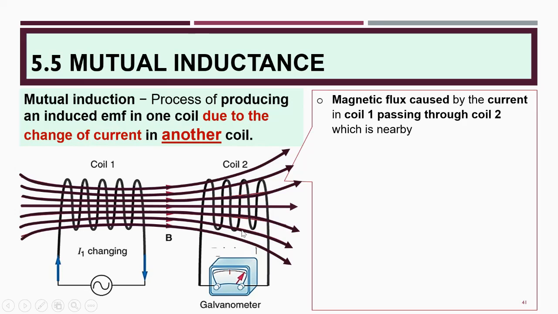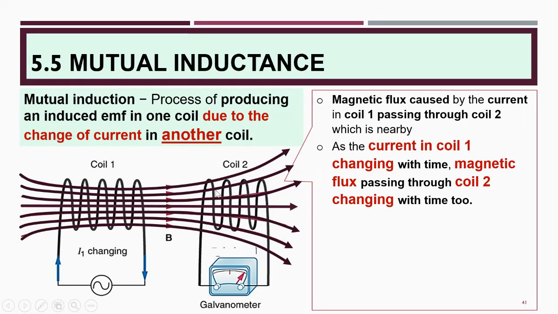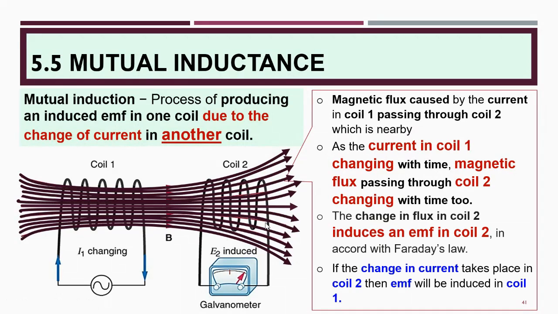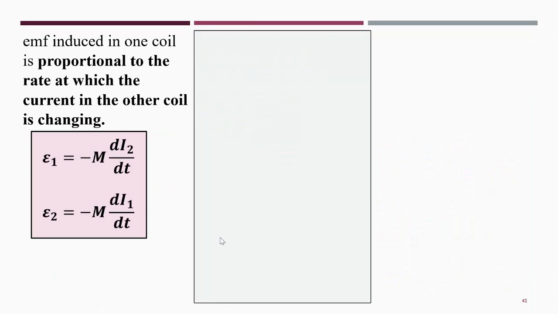So the change in magnetic field will cause a change in magnetic flux through coil 2. The change in magnetic flux in coil 2 will induce EMF in coil 2. So EMF will be induced in coil 2. The induced EMF is proportional to the rate of change of current.